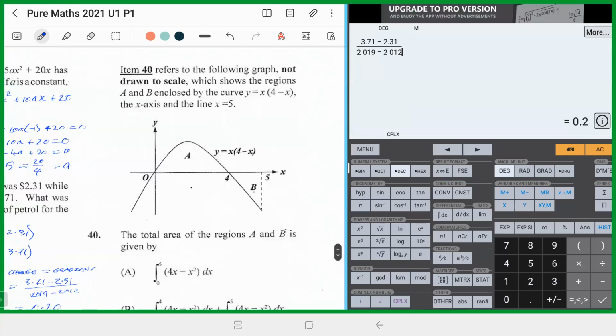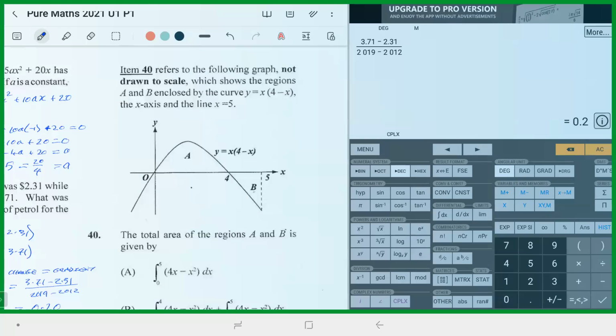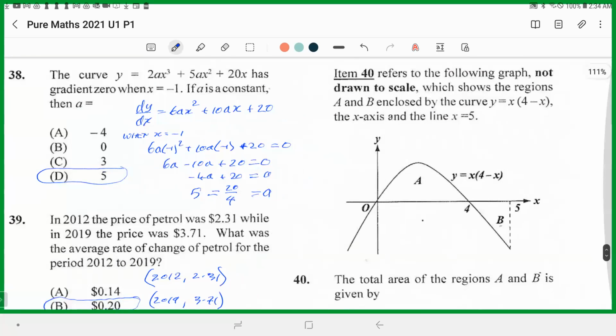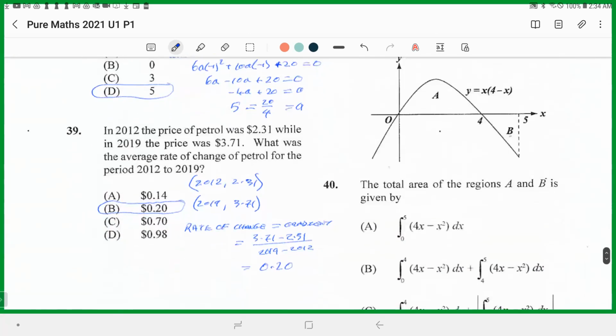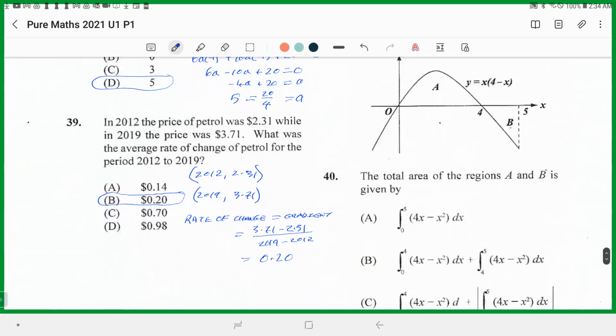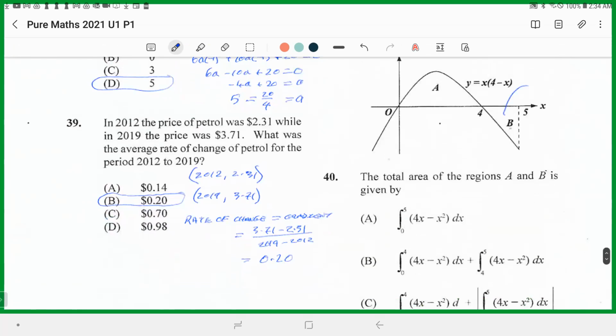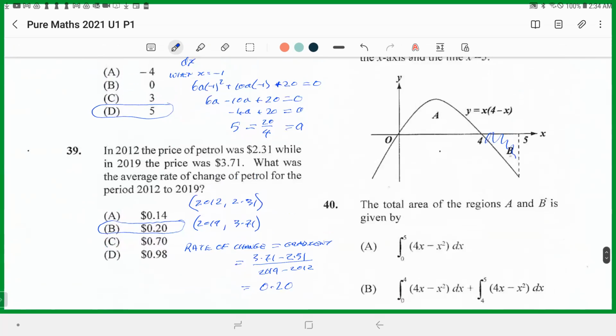Question 40 says, given this diagram, it's a curve x into 4 minus x, and the x-axis, and the line x equals 5. All right, it says the total area of the region A and B is. The area under here is going to come out negative, so to show the true value and add it up to another area, you have to take the negative of it.